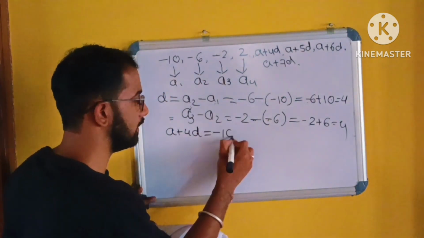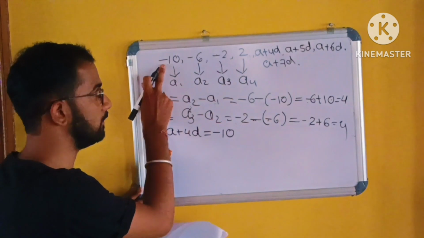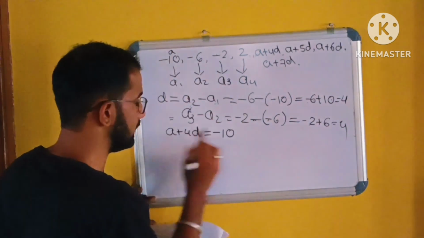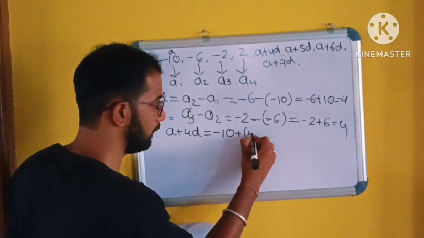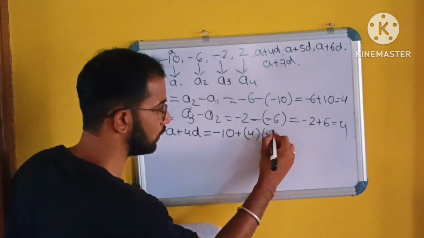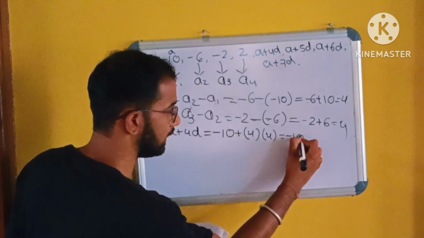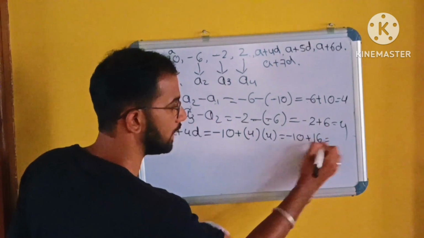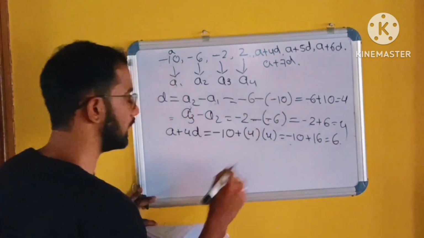That is minus 10. It is the first term. This is the A. Plus 4. What is the D? It is also 4. Minus 10, 4 4s are 16. 16 minus 10 is 6.